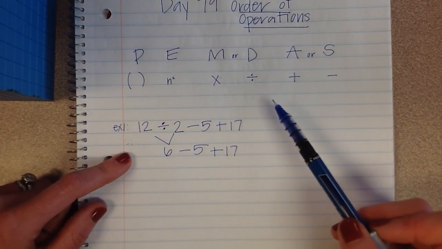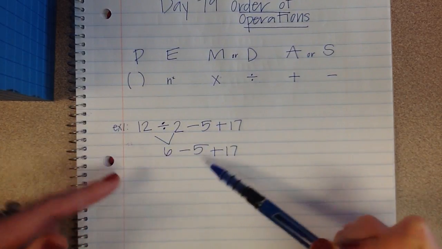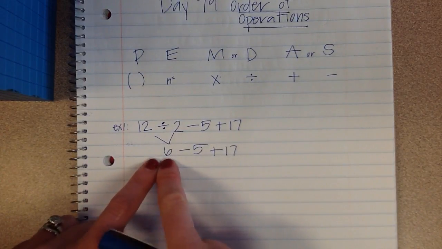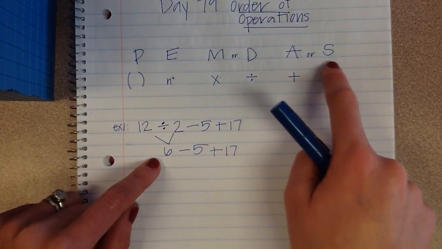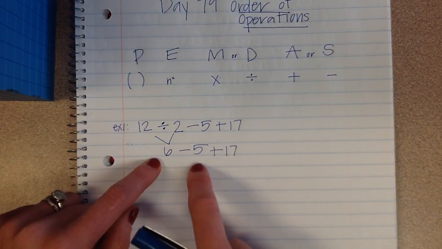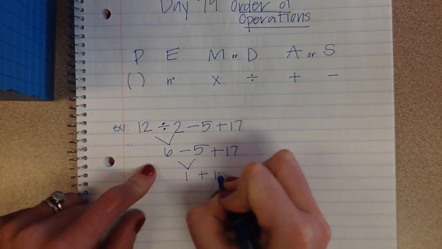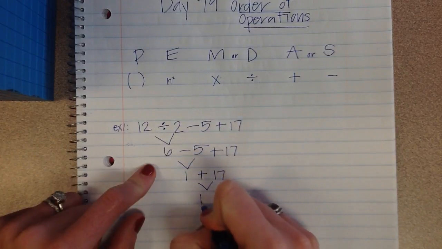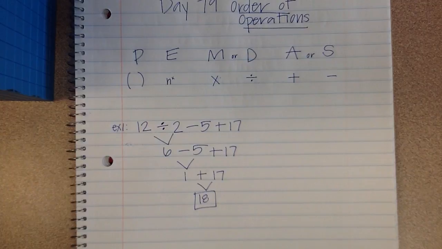You can't. You just can't. Now, once you get to addition or subtraction in the rule, you can do whatever one comes first from left to right. So as I go from left to right, I come across subtraction first. I understand subtraction is here, second, but I do not do addition first. I do subtraction first. So I'm going to get here, bring everything else down. Now all I have is 18. That is my answer.